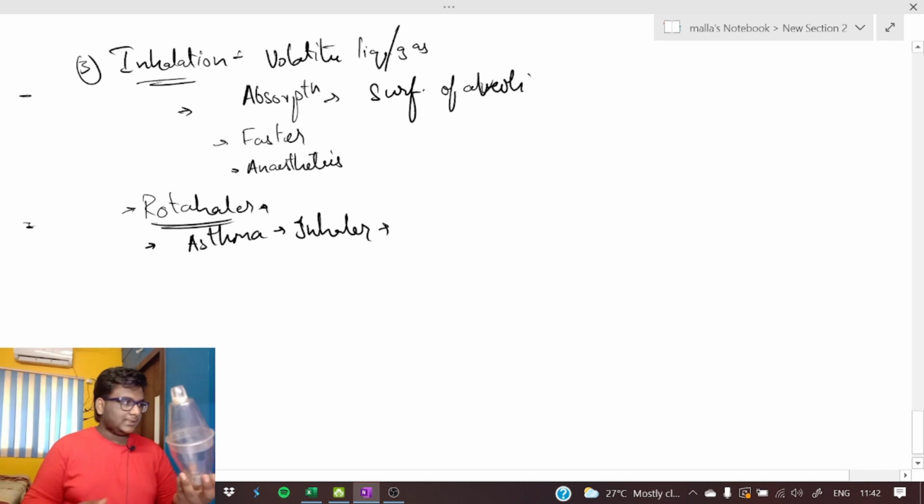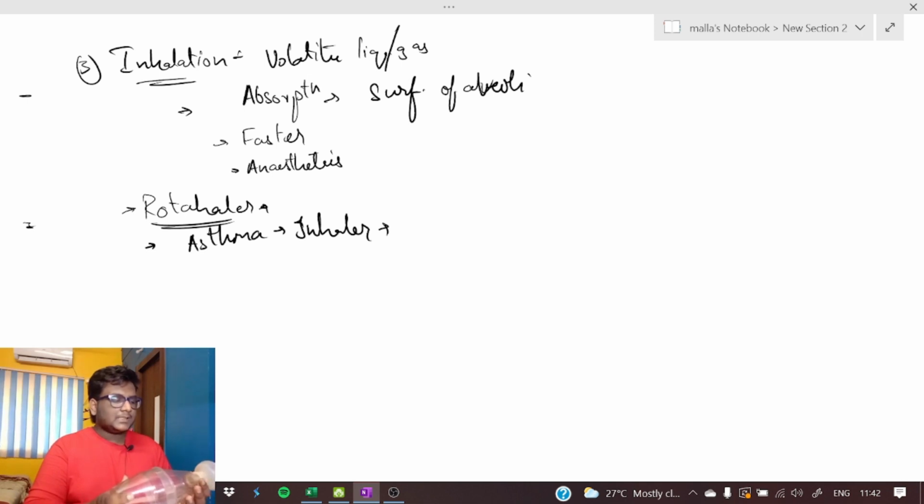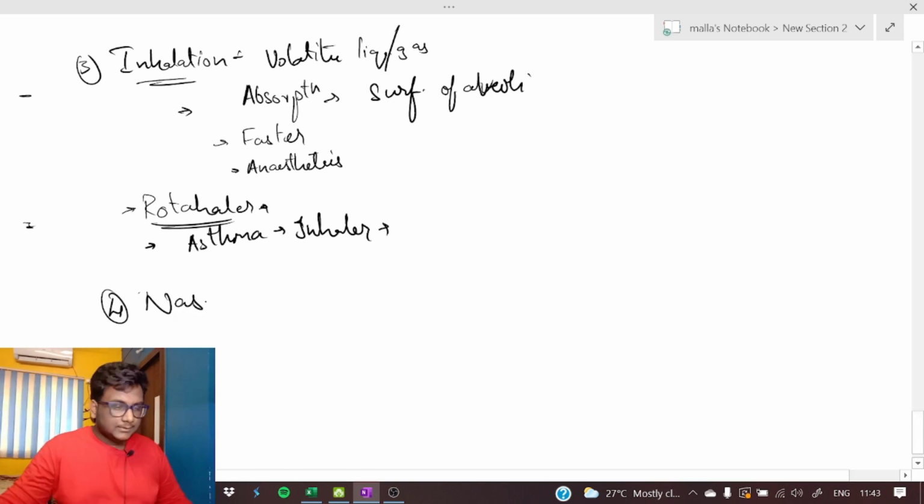Spacer is nothing but this one. This is a spacer. We keep the inhaler over here and we press the dosage, so the dose is released into the spacer, so the baby can easily breathe. Babies can't synchronize with the inhaler, right? So we use a spacer. And the fourth one is nasal type of administration.